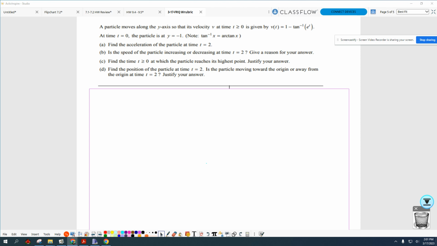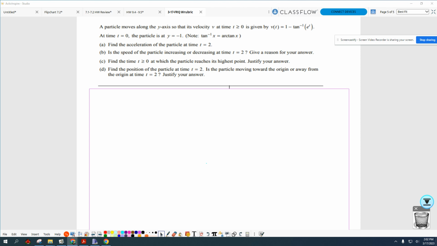Yeah, so if you could change the thing that you're writing with, so your corrections, comments, whatever, are different looking. This is also a with-calculator question, so you didn't have to show a lot of work. So guys, part A, all you had to do was take the derivative of V and evaluate it at A.